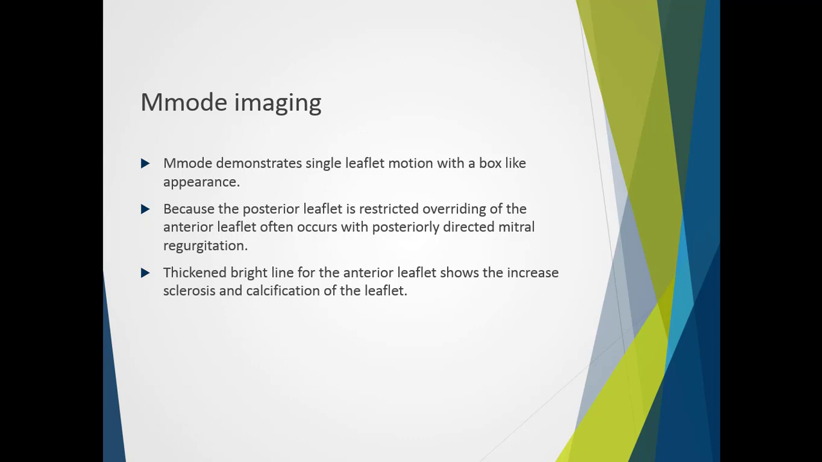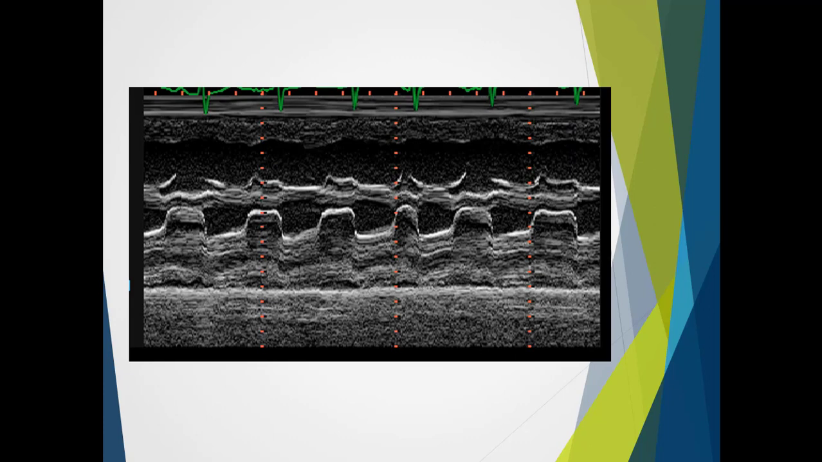A thickened bright line for the anterior leaflet shows an increased sclerosis and calcification on the leaflet. And we see that here with this one here. So instead of our double leaflet motion, we've just got a single opening and closing feature with the anterior leaflet. The posterior leaflet here is not doing a whole lot, pretty much fixed in its position.